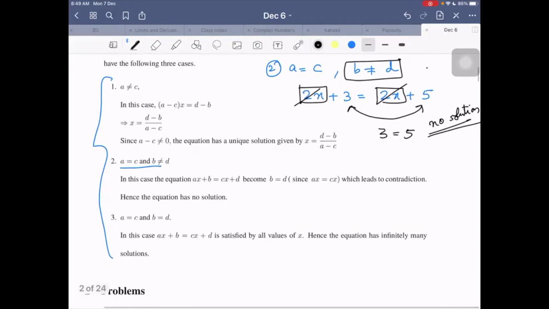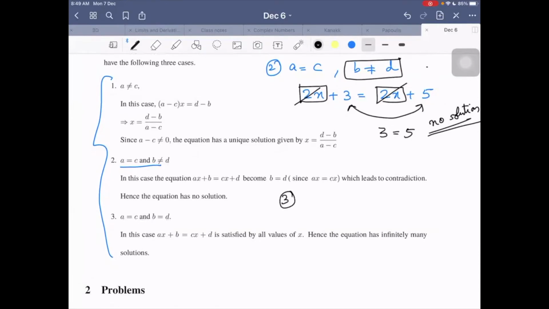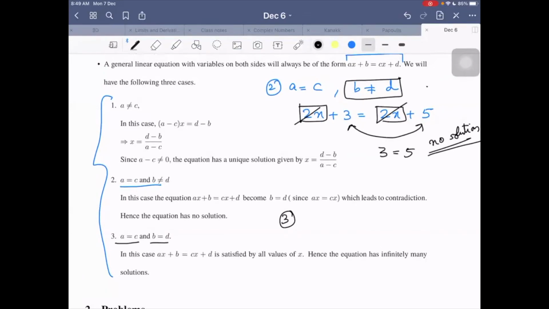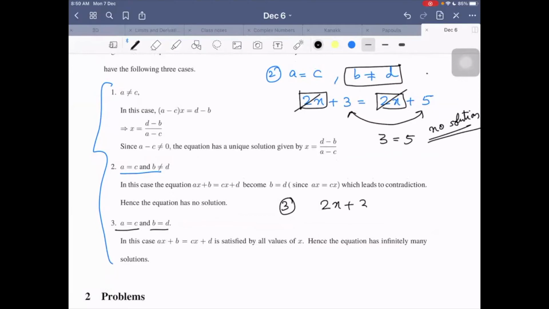And in the third case, when you have the coefficients equal and the constants are also equal, say for example, we have 2x plus 3 is equal to 2x plus 3. What happens now? Infinite solutions, because the expressions on both LHS and RHS are identical. They are exactly the same. So irrespective of the value of x you substitute, it is going to be satisfied. It will always be true.